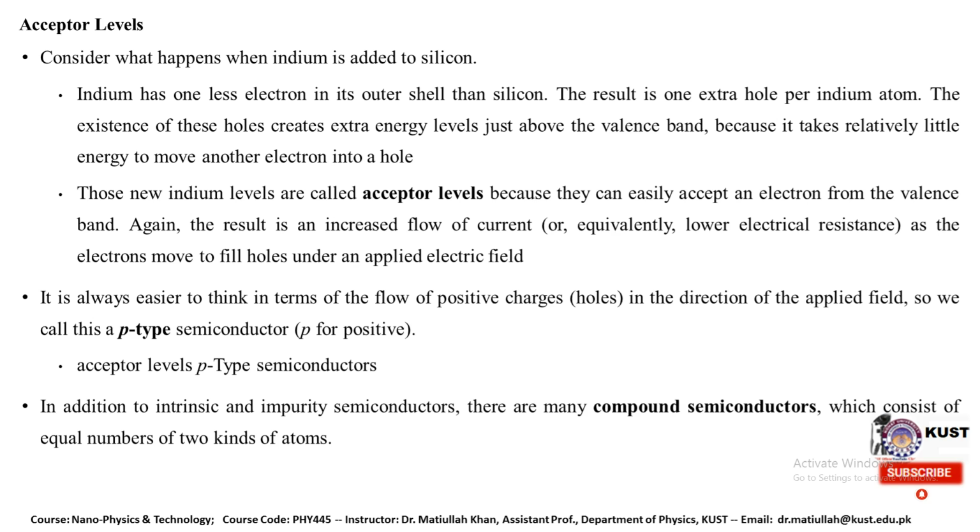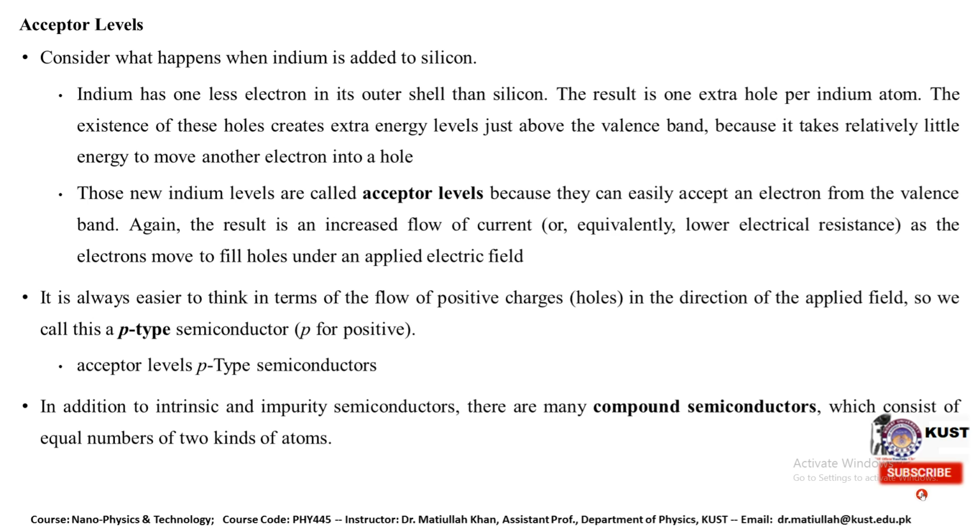Again, the result is an increased flow of electrons as the electrons move to fill holes under the applied electric field. So that will also create a current, and an increased number of holes will lead to increased conductivity. The majority carriers in this case are holes, while in the last case, for n-type materials, they are electrons. So in this case, it is easier to think in terms of the flow of positive charges, called holes, in the direction of the applied field. This material is called a p-type semiconductor, and the acceptor level is present in the p-type semiconductor material.